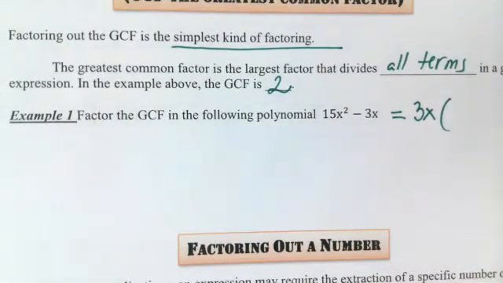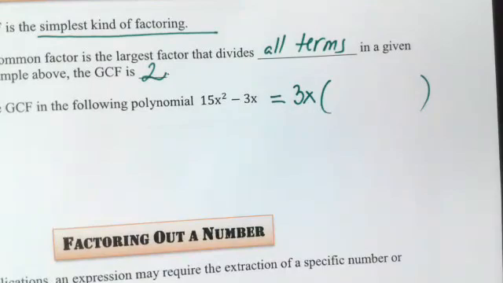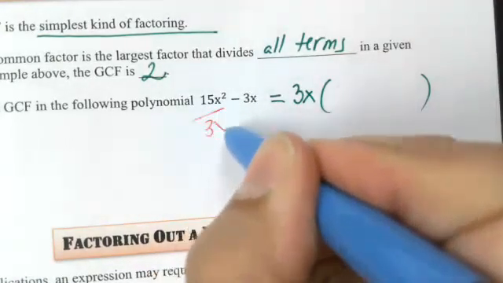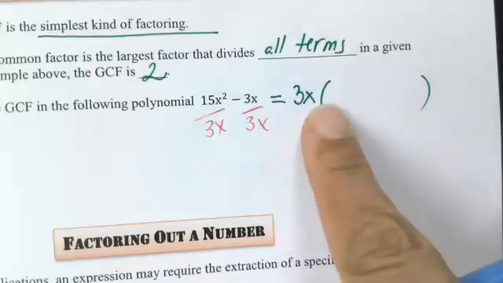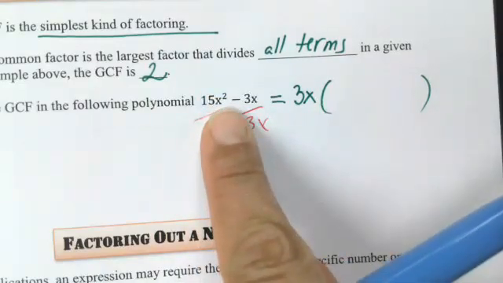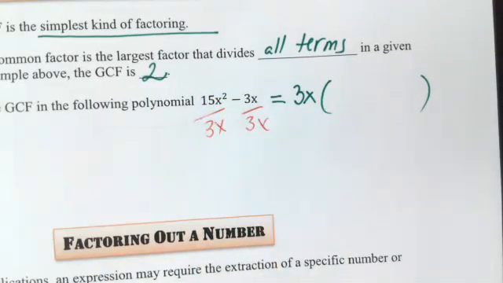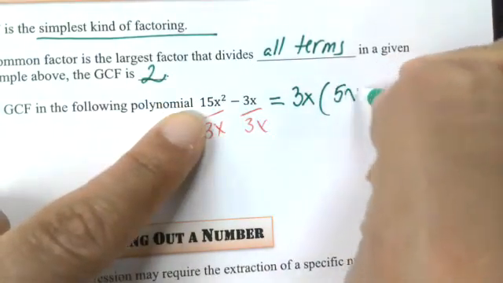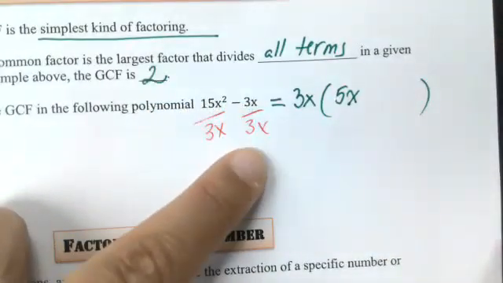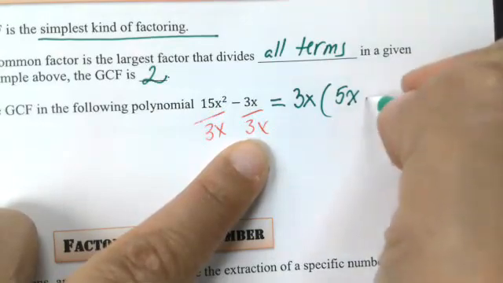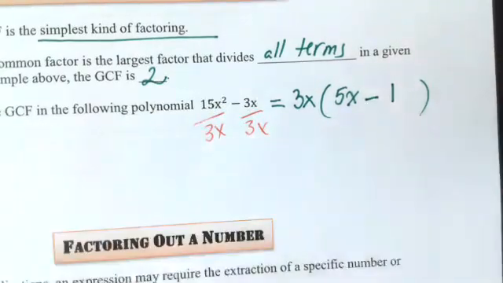And now you can open the bracket like that. And now in the bracket, it's going to be the answer of these divisions. So 3x, now you put it into 15x squared. What you're going to be left with is 5x. Negative 3x divided by 3x is negative 1.